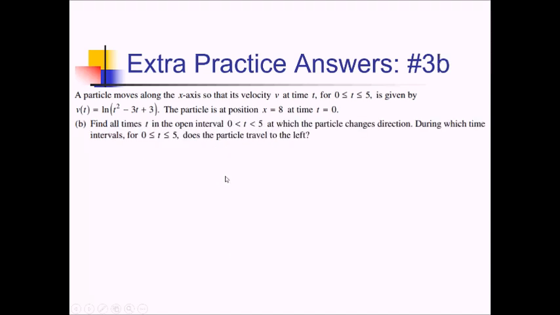For this part, we want to find all times in the open interval 0 to 5 where the particle changes direction, and then during which time intervals does the particle travel to the left. So if I'm looking for a direction change, I'm basically asking where is my velocity, where is v of t changing sign. So we're going to look that up on the calculator.